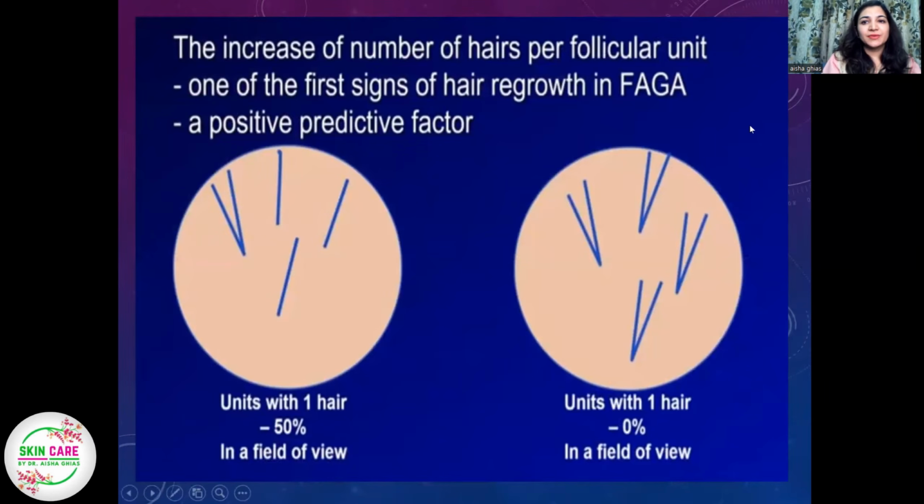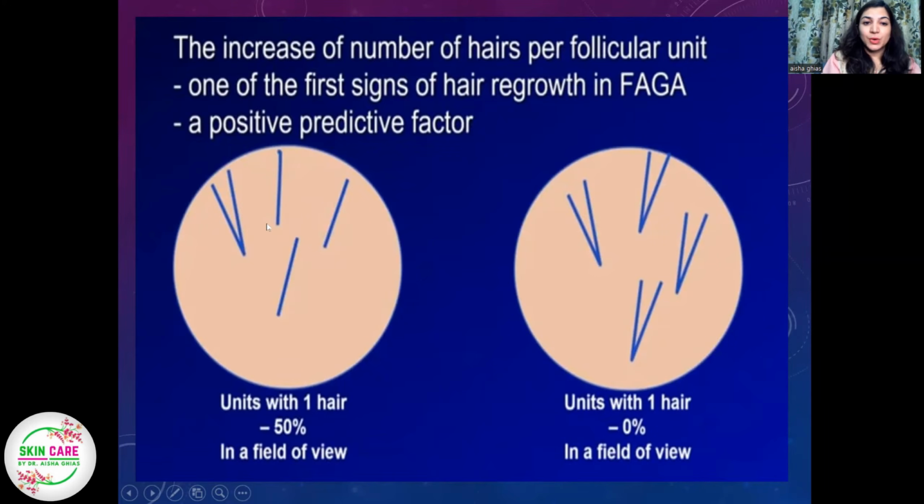All right. So when you're giving some treatment and you want to see the response of that treatment in terms of hair growth in androgenic alopecia, the increase in the number of hair per follicular unit is one of the first signs to see in female androgenic alopecia once you're giving some treatment. This is a positive predictive factor with any sort of treatment. For example, over here, units with 1 hair are almost 50% in a field of vision or in a field of view.